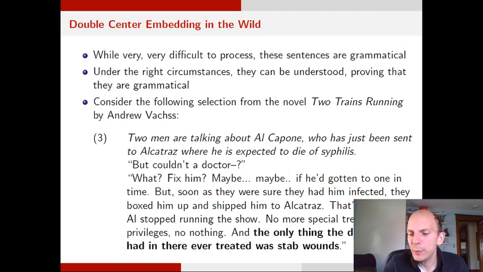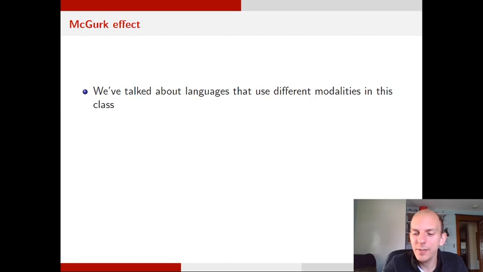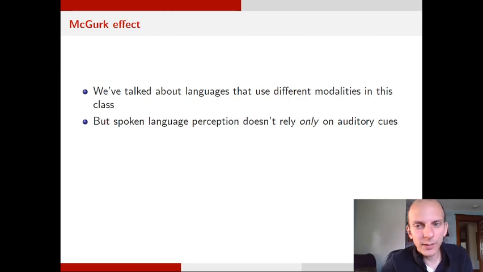We're talking here about cognitive processing of language and cognitive difficulties. One more kind of interesting psycholinguistic thing that I'm just going to mention briefly to you, we're not going to dwell on this, is what's called the McGurk effect.